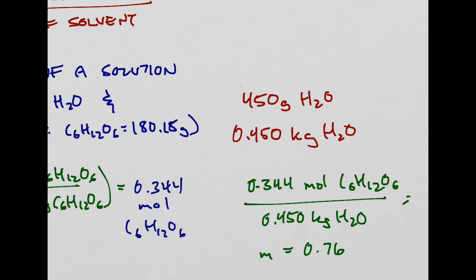Whoops, I don't think I was recording there. Sorry about that. So what I did here is I took the 0.045 kilograms of water and I put that in here as the denominator. I took the 0.344 moles of C6H12O6, put it in my numerator, and came out with 0.76.